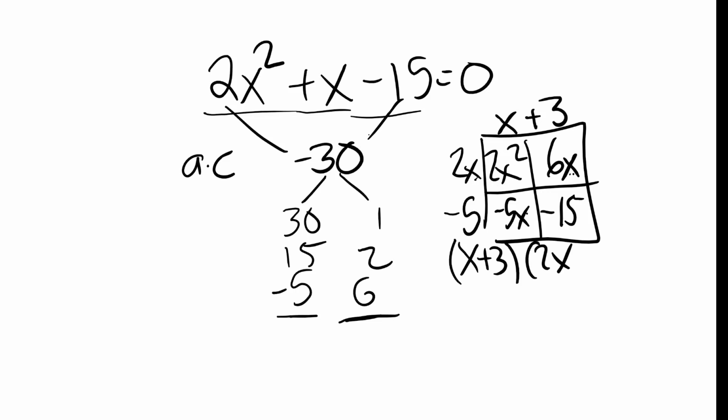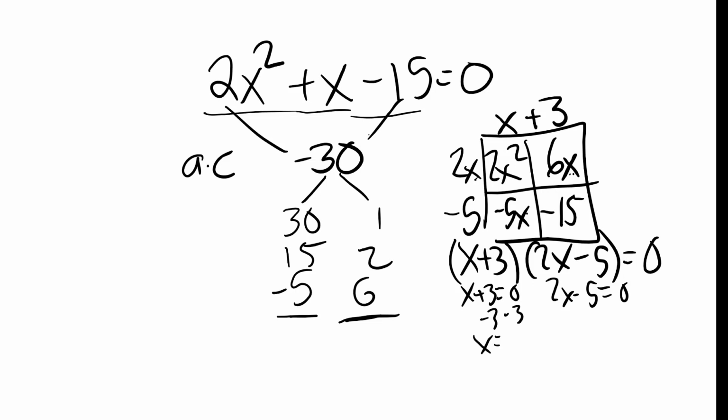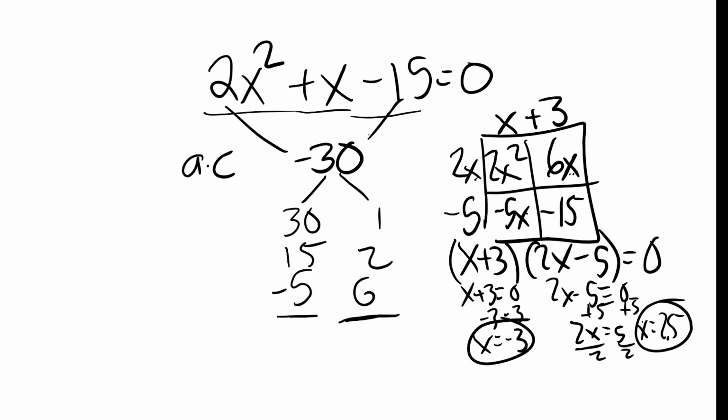Now that we have it factored, we can just set each of these parentheses equal to 0 and solve for the two answers. Subtract 3, x equals negative 3, one answer down. Add 5, 5 equals 2x. I got one more step. Divide by 2, x equals 2.5. So 2.5 and negative 3 would be my two answers to this.